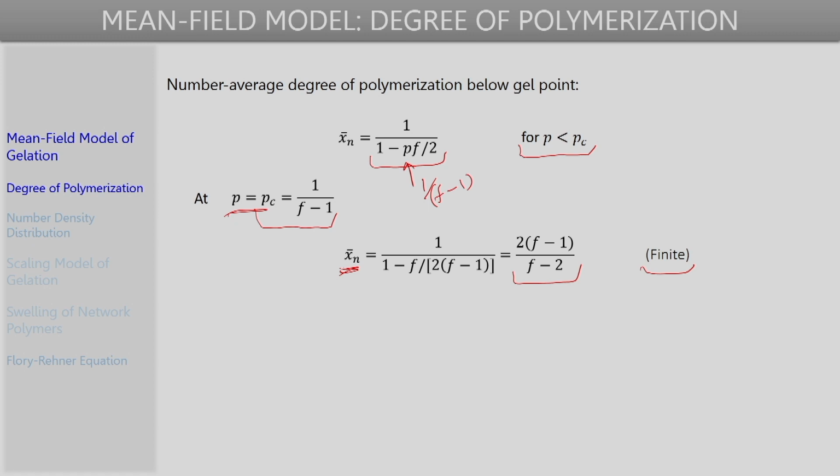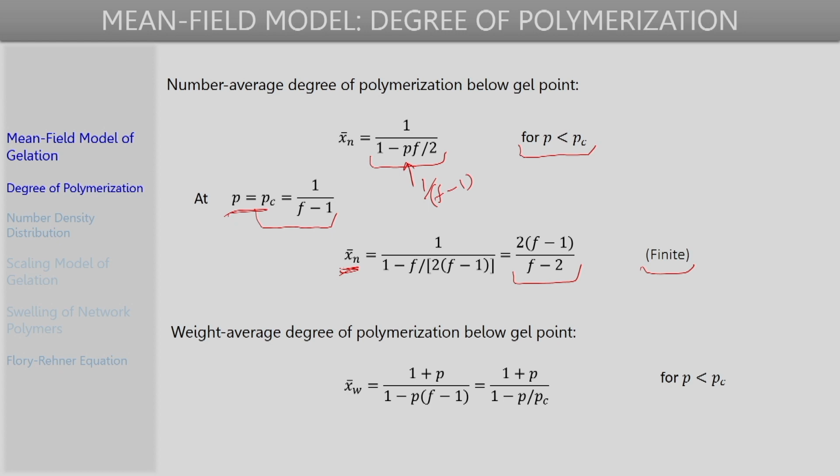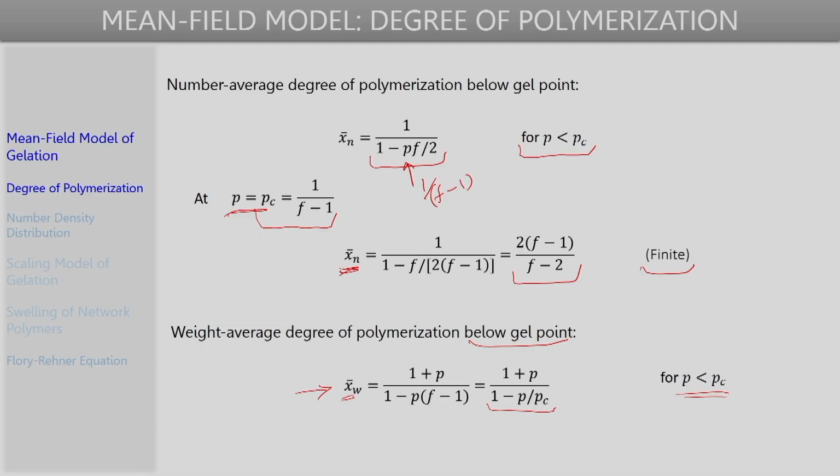If we consider the weight average degree of polymerization, and again without going through the derivation, the result that we get from this mean field theory, the weight average degree of polymerization below the gel point, that is P less than Pc, is given by this expression. So here we get xw bar is equal to 1 plus P over 1 minus P over Pc. One thing to note here is that at the gel point, when P is equal to Pc, the denominator becomes 0 and xw bar diverges. So xw bar tends to infinity as we approach the gel point.